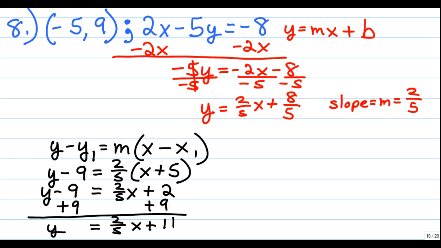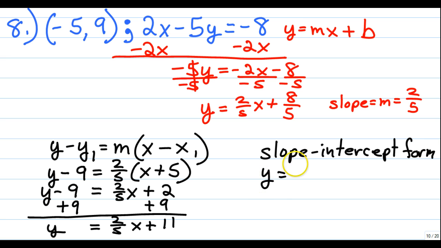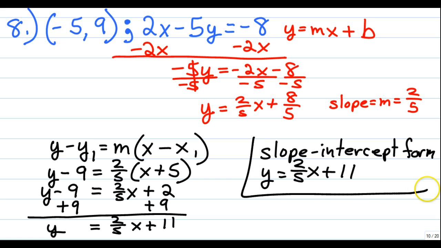Right, so now I've actually found part of the question from above. It says to write the equation in slope-intercept form. That's what I've done here. So my slope-intercept form is found to be y equals 2/5 x plus 11. There's part of my answer.